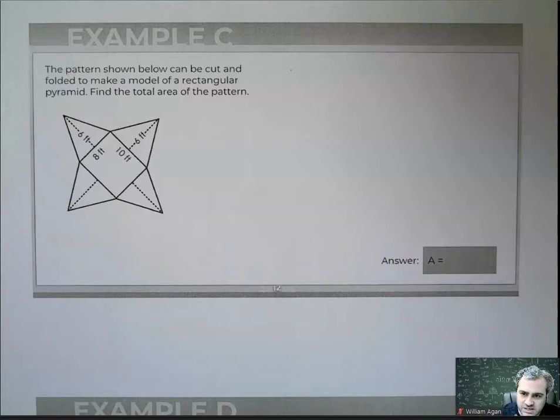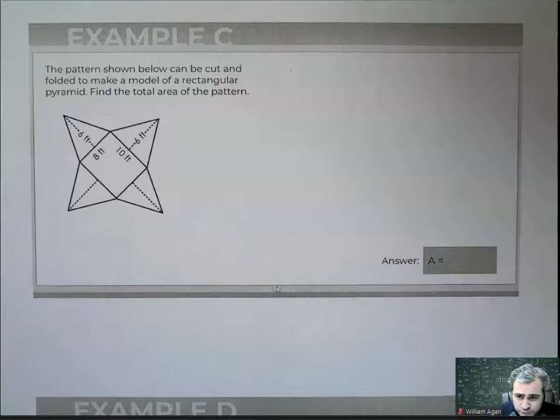Okay, example C. This picture right here is actually a net, and we will get into that. Net is a word that we use to describe a three-dimensional figure that has been opened up, cut open, and laid out flat. Okay, it says right here, the pattern shown below can be cut and folded to make a model of a rectangular pyramid. That's a three-dimensional figure. Find the total area of the pattern.